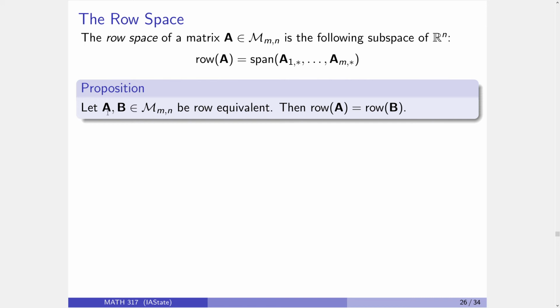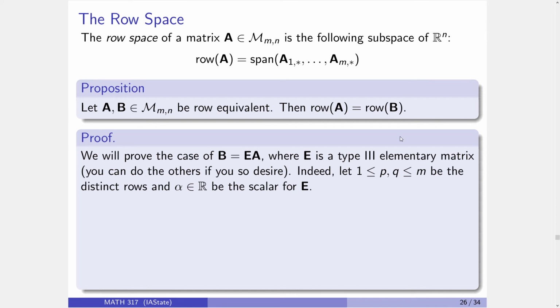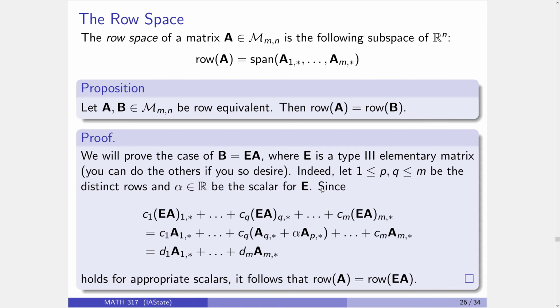If you have two matrices that are row equivalent, then the row spaces are the same. That's nice. And as always, I will prove a simplistic case of it, and then note that if you want to do the full-out proof, you can go ahead and do it. So we'll do the case where it's just one row operation, and the row operation is a type 3 operation, with P and Q and a scalar for my row operation.